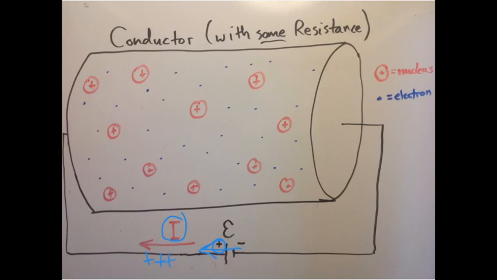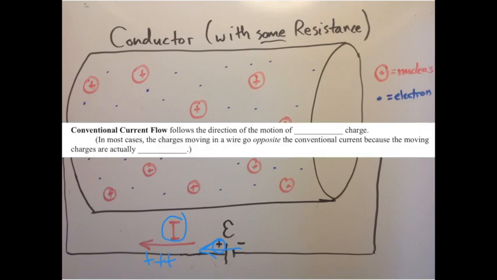Okay, so at this point, you should break to your notes packet and write something down. Conventional current flow follows the direction of, we said, positive charge. Write the word positive, please. All right, but of course, in most cases, the charges actually moving in the wire are going to be electrons. So you should write the word electrons in this gap right here.